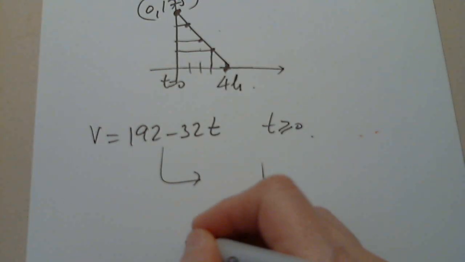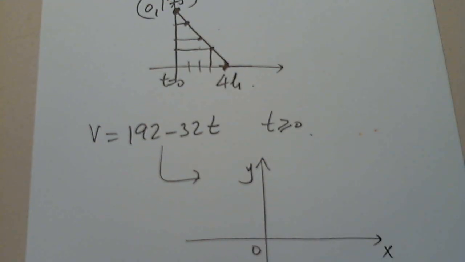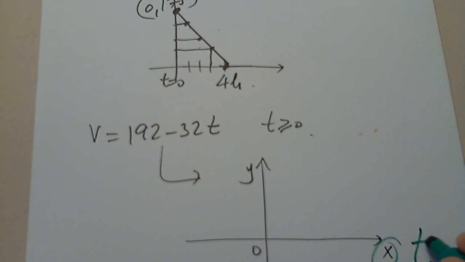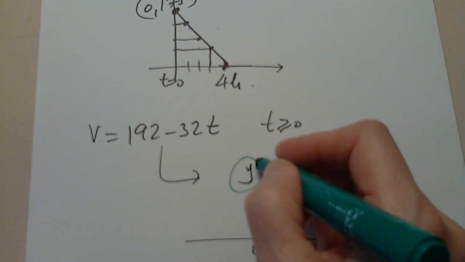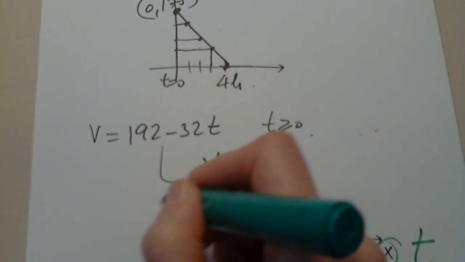Remember, on the coordinate system, we normally have x and y. Well, but we can have anything. They can give us any variables they want. And this time, they gave us t instead of x. And instead of y, they gave us v. Fine. So then t is the independent and v is the dependent.